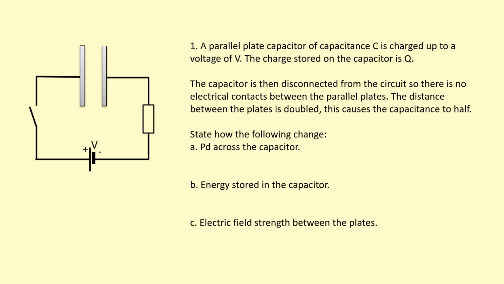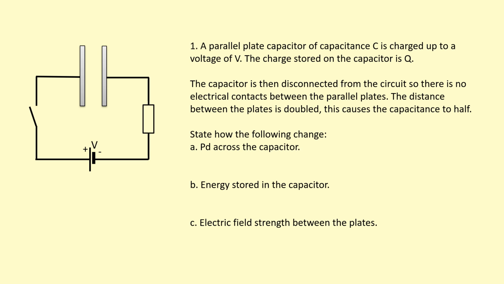In this example, a parallel plate capacitor of capacitance C is charged up to a voltage of V. The charge stored in the capacitor is Q. The capacitor is then disconnected from the circuit, and so there's no electrical contact between the parallel plates. The distance between the plates is doubled, and this causes the capacitance to halve. State how the following change.